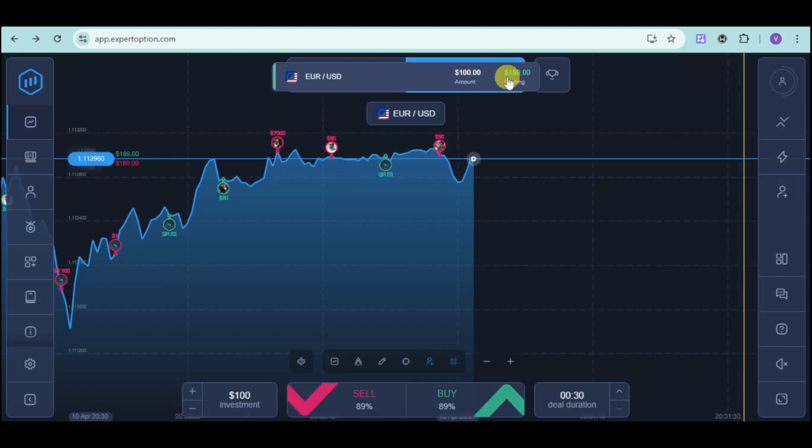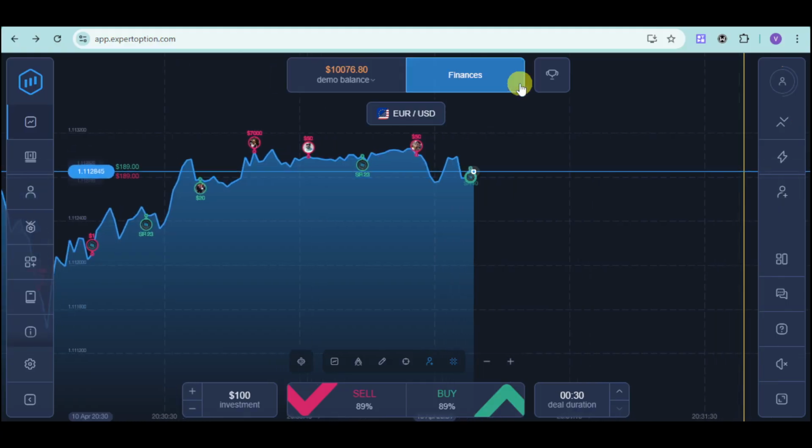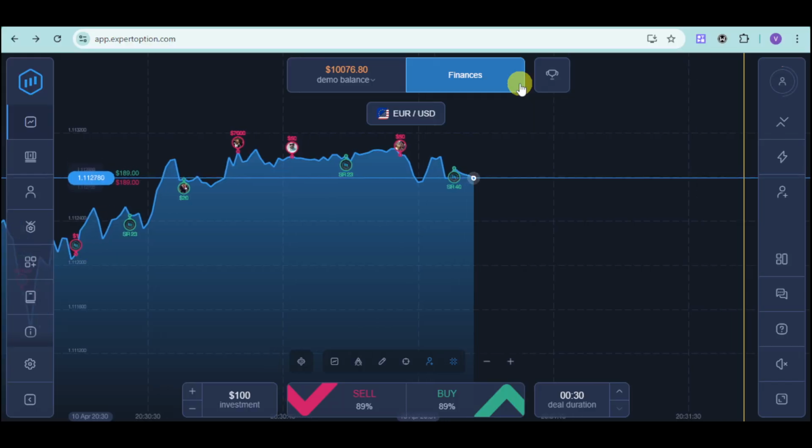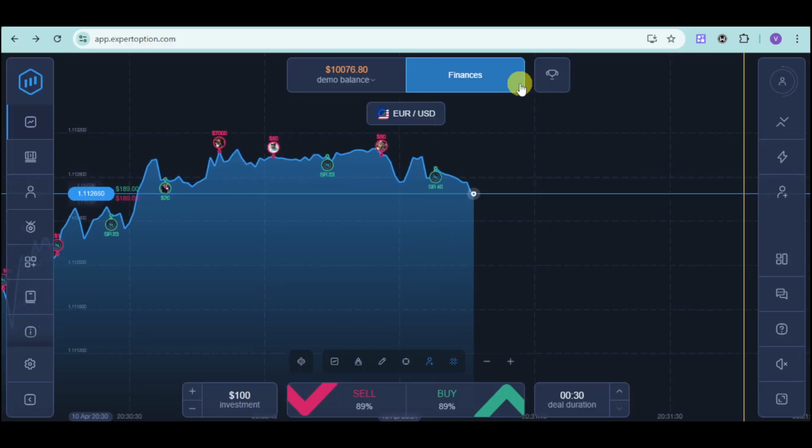And as you can see, I have earned something through this copy trading. So copy trading is a double-edged tool, so you need to consider who to copy trade.